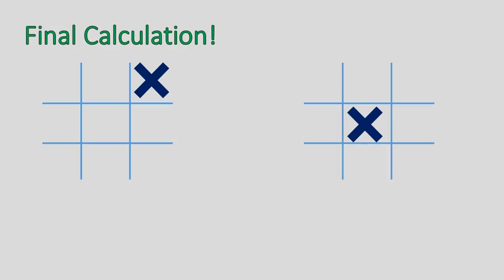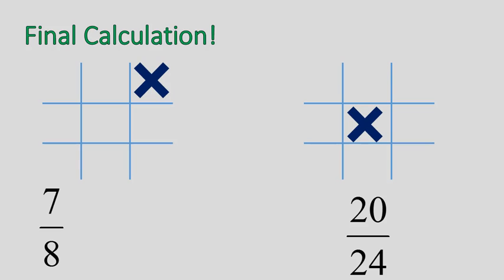So our final calculations for starting in the corner versus starting in the center. Starting in the corner gave us a 7/8 chance of winning. Starting in the center gave us a 20 out of 24 chance of winning. Basically, you want to be starting, otherwise, your stats are pretty low. But just for comparison purposes, I've converted this fraction to having a denominator of 24. 21/24 is the statistical probability of winning if you start in a corner versus 20 out of 24 if you start in a center. So there's a little bit of math for you.